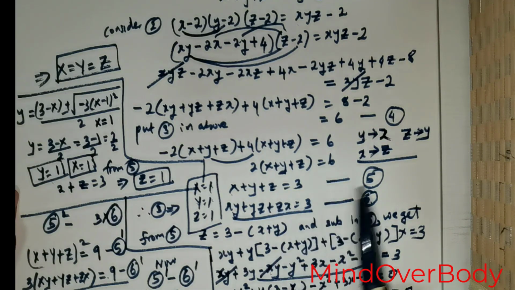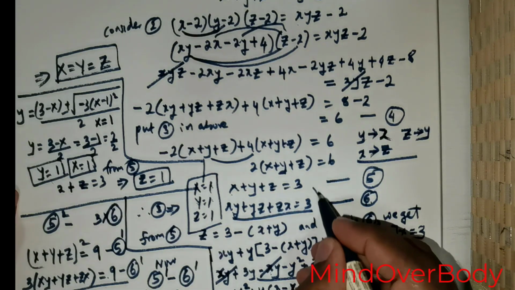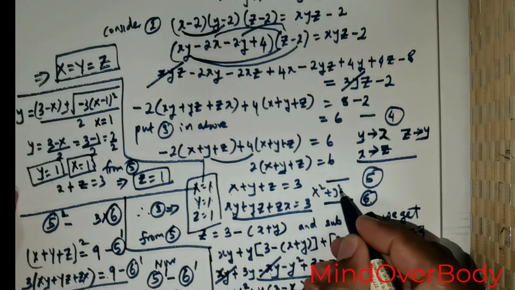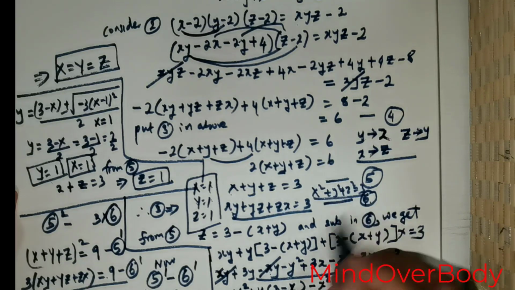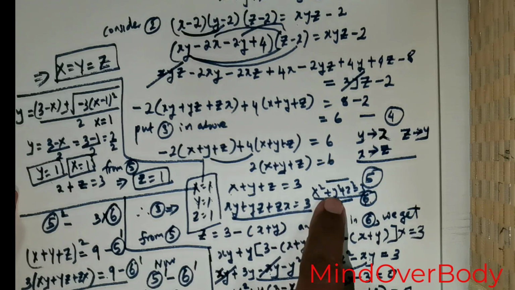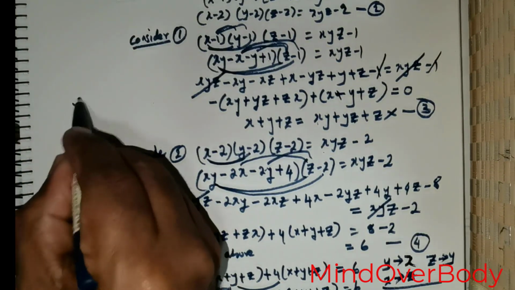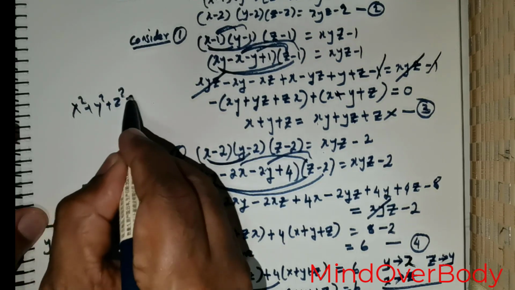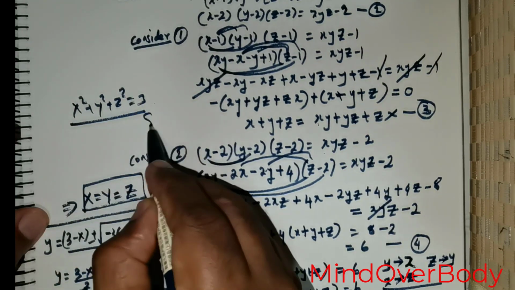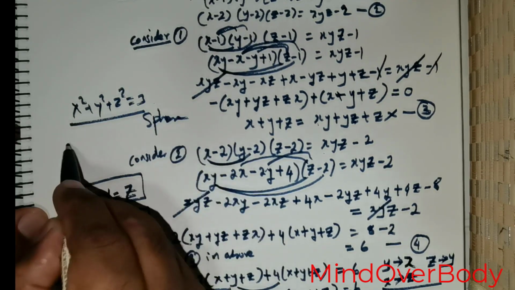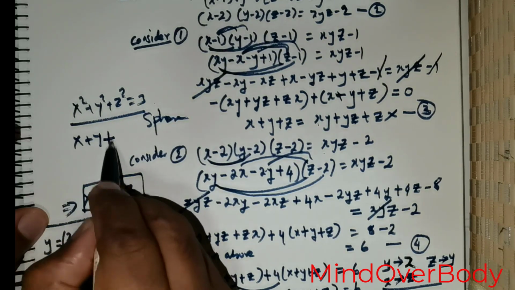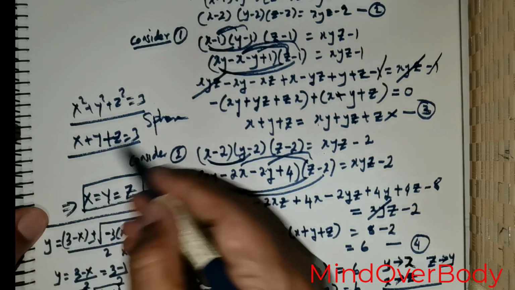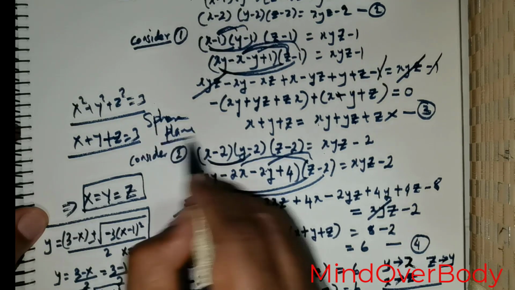Now what happens when I do that? Clearly I see that x² + y² + z² is equal to 3. Can you tell me what this is? Let me use the space. So what is this exactly? x² + y² + z² is equal to 3. This is nothing but the equation of a sphere. But we have also got x + y + z is equal to 3. What is this? This is the equation of a plane.